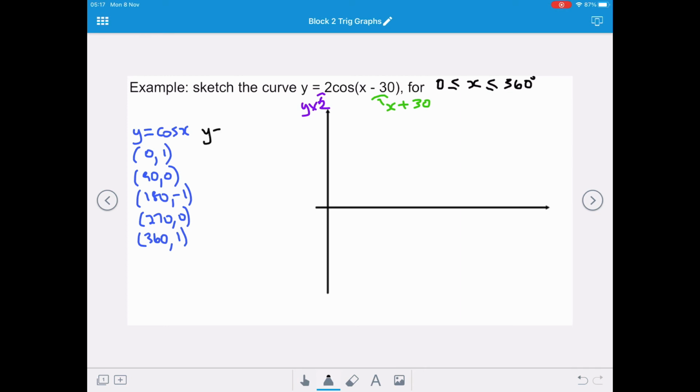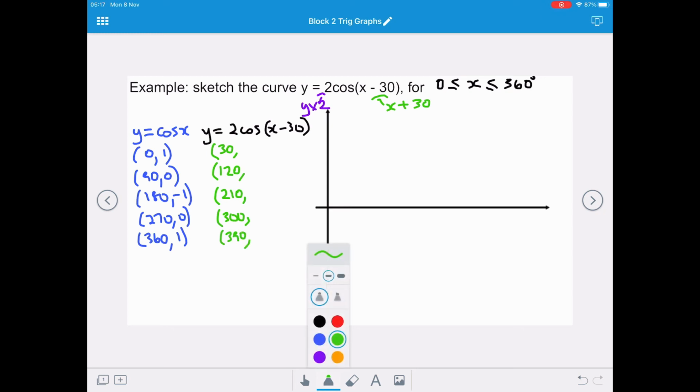So first of all, we're going to consider for our y equals 2 cos(x - 30) what happens to those x coordinates. And as we said above, we've got a right horizontal shift, so we're going to add 30 to each of those coordinates. So 0 plus 30 is 30, 90 plus 30 gives us 120, 180 plus 30 gives us 210, 270 plus 30 gives us 300, and 360 plus 30 gives us 390 degrees.